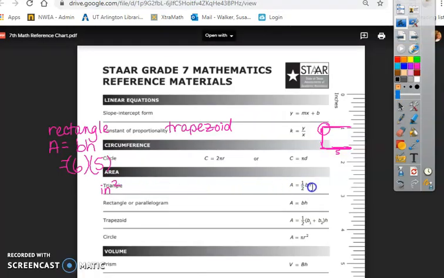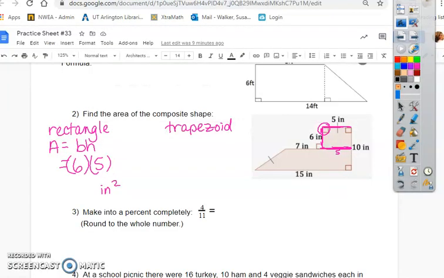A equals half, add the bases times the height. A equals... and guys, please, I cannot emphasize to you enough how important it is to write your formulas.